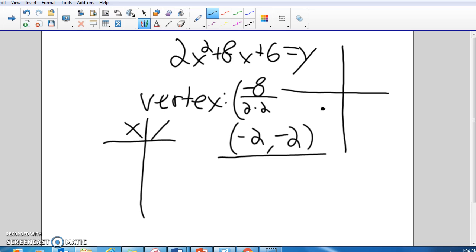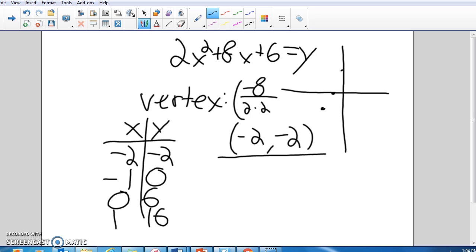And we can make a table and just plug in more values. So you had negative 1, plug that into the original equation, and you'd get 0. Then you go to 0, plug that in, you'd get 6. You go to 1, plug that in, you'd get 16. And we know they're going to be symmetrical because that's how parabolas work. So you got your negative 2, negative 2, then you got your negative 1, 0, then you got your 0, 6, and you got your 1, 16.